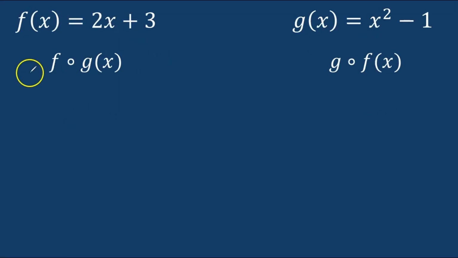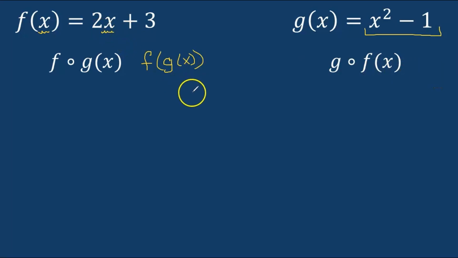So first, let's talk about what this looks like. This is not fog, although it does look like the word fog and goth. We actually would say f of g of x. We can actually rewrite this as f of g of x. What it means is, instead of the x, we are going to plug what g of x is equal to right in everywhere we see x.